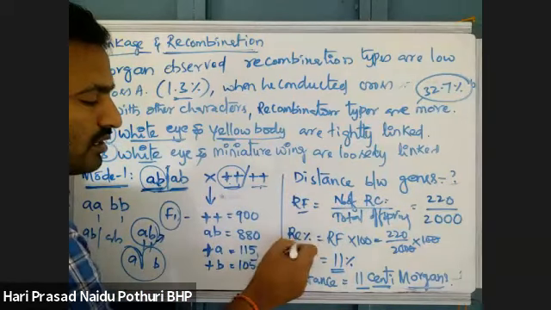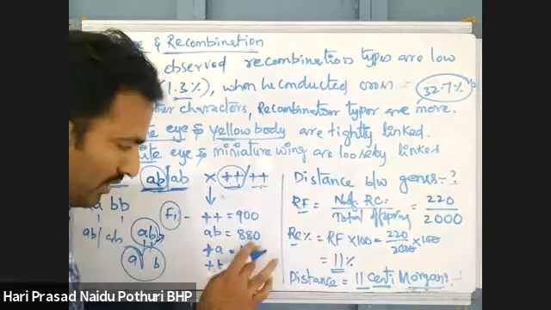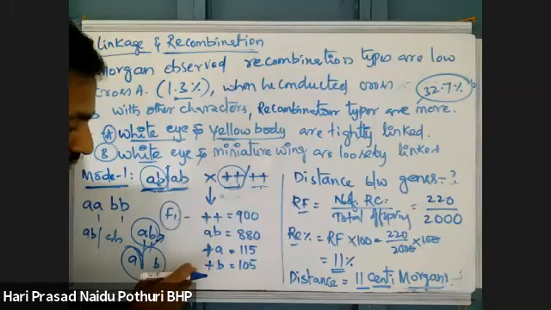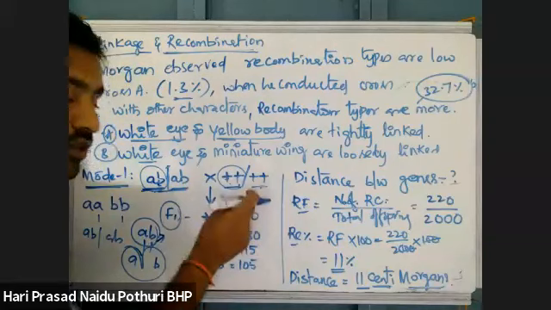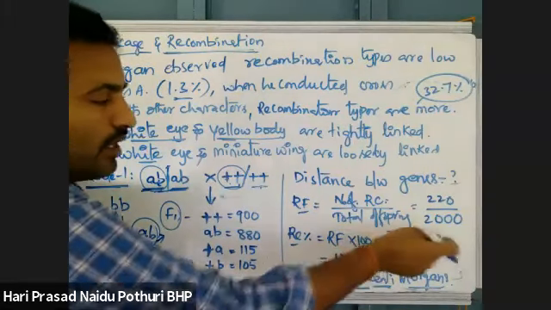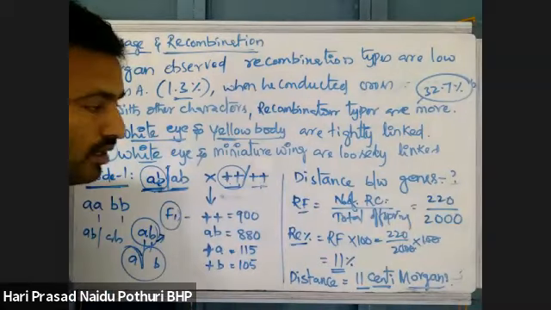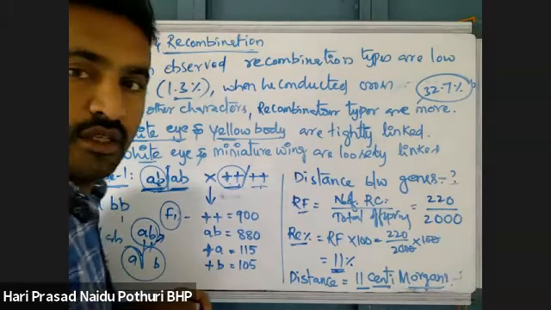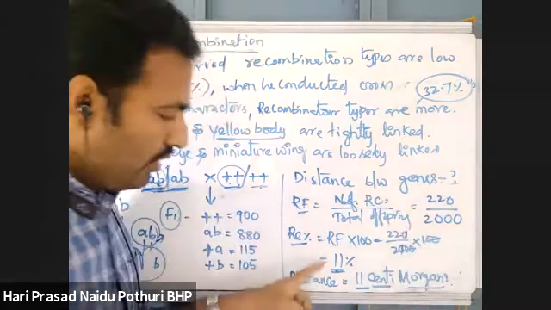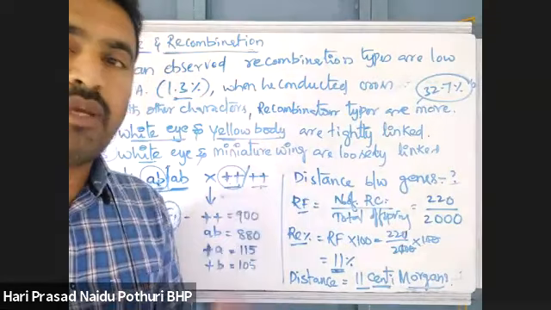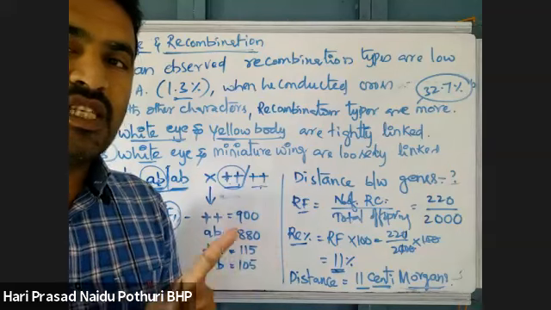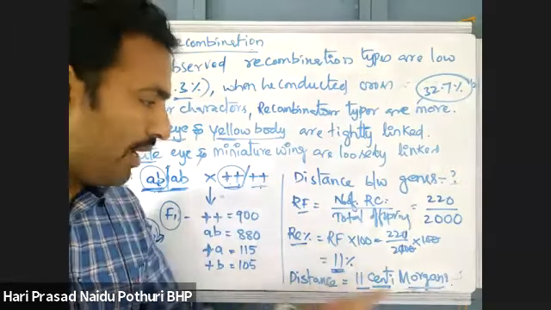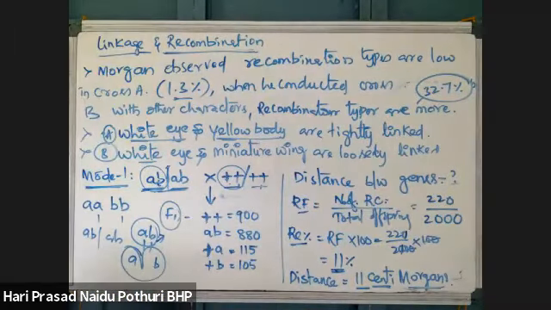So how to find recombination percent? What is the number of recombinants? Non-parental combination, plus A and plus B. They are not of any parent. That is 220, divided by total number of offspring, 2000, times 100, gives the recombination percent. So 11% will come. In this 11%, 1% is equal to 1 map unit. So 11% is equal to 11 map units. Those map units are expressed in terms of centimorgans. That is the distance.